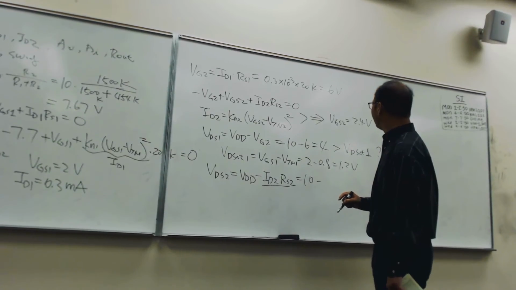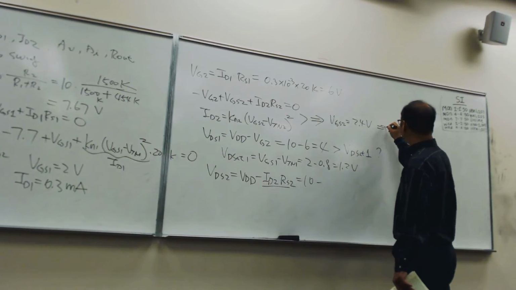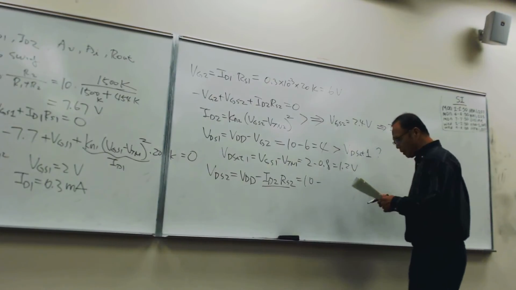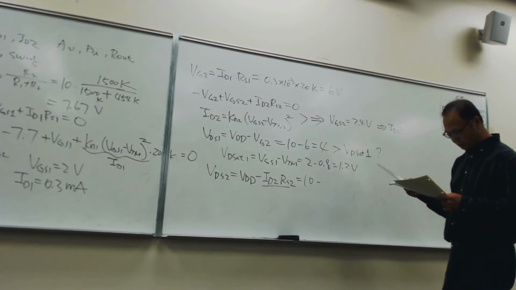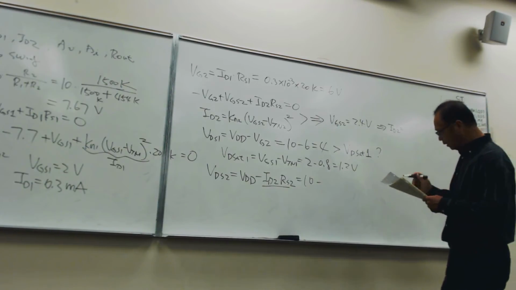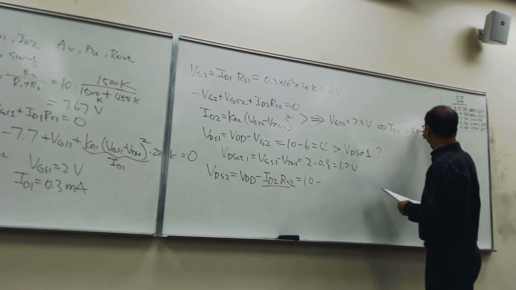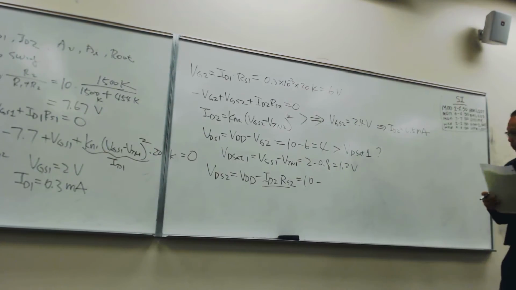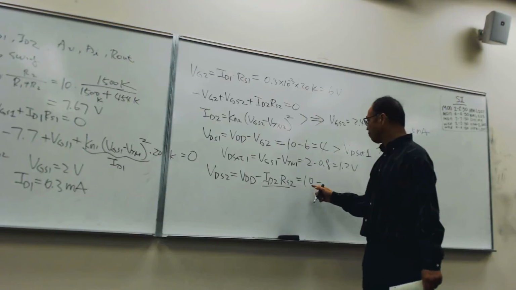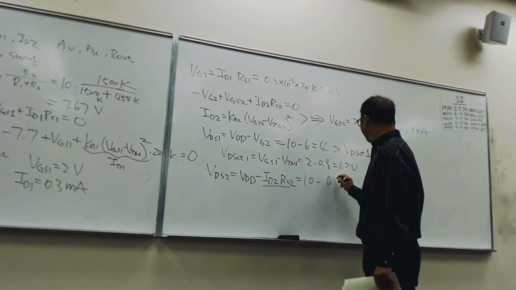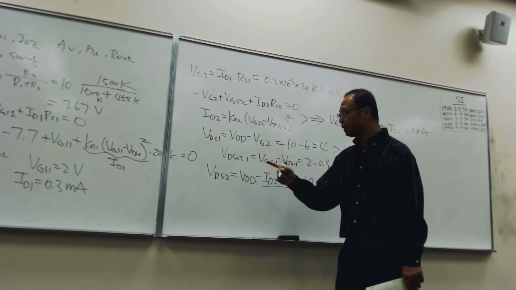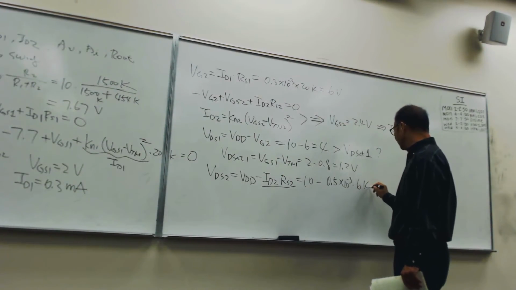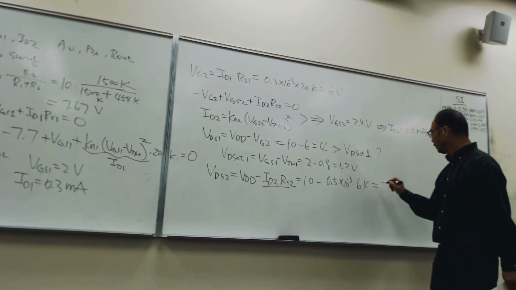So it's 10 minus ID2. Did I give you ID2 yet? From here you can get ID2, right? So ID2, let me give you the number for that. ID2 is 0.5 milliamp. So this is 10 minus 0.5 times 10 to the minus 3 times RS2, that's 6K, so it's 3, that's 7 volt.